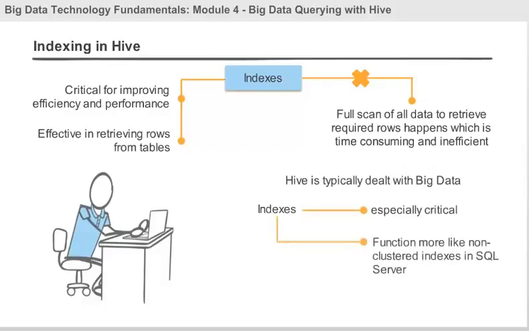Indexes in Hive function more like non-clustered indexes in SQL Server. Rather than containing the actual row data, Hive indexes contain the indexed column values and a pointer or offset to the location of the data. Currently, compaction and bitmap index types are available in Hive. More index types will be available in the future.